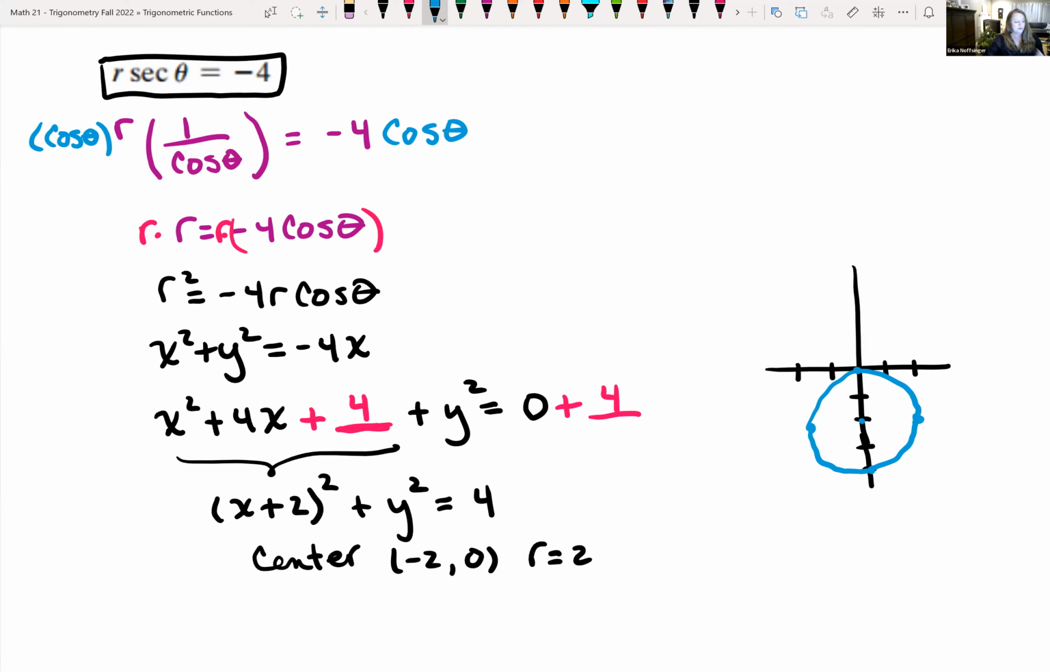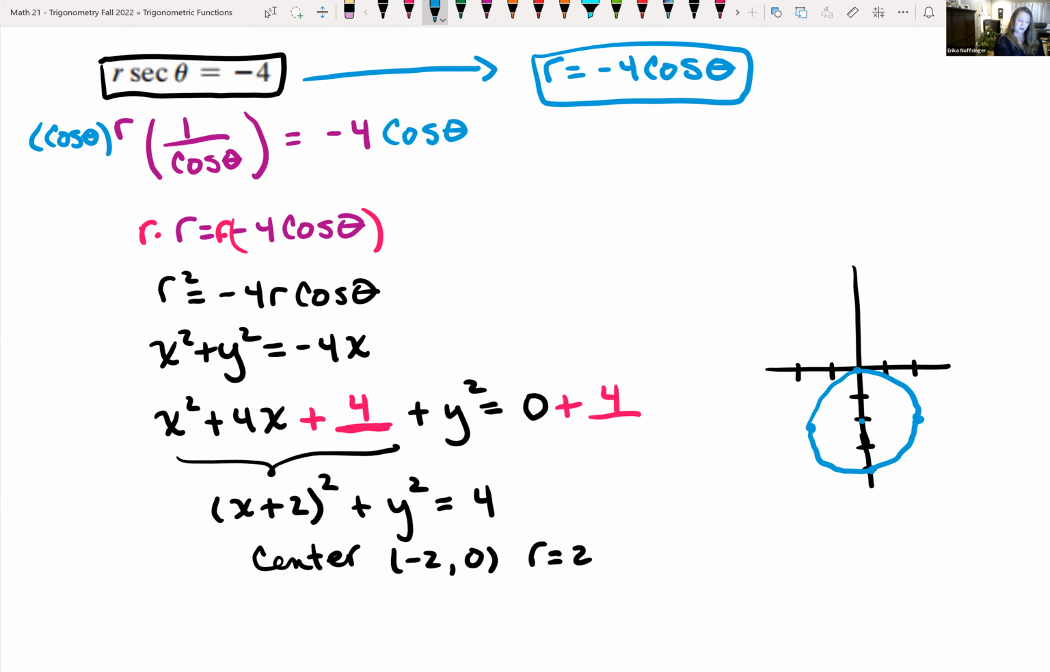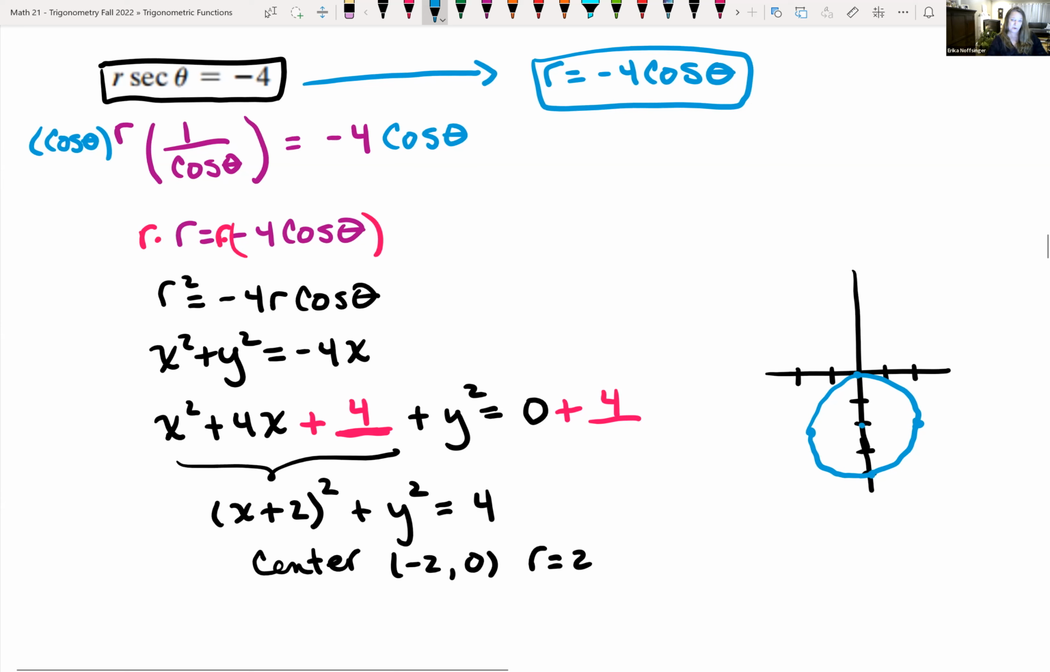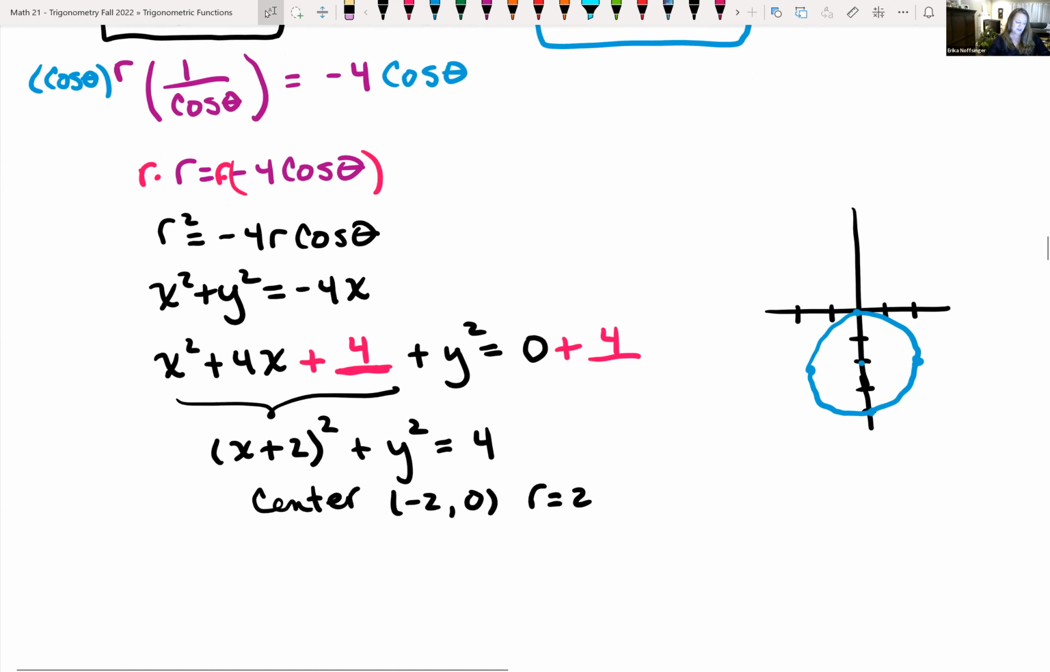Okay, so with what we just saw in those types of equations, notice that those were both circles. Technically this was not quite in the form, but notice when we solved for r, we had r is equal to some number times negative 4 cosine theta, and in the other equation, we had r is equal to some number times sine theta. So there's a theorem that can help us identify, looking at the polar equation, what shape it's going to be.